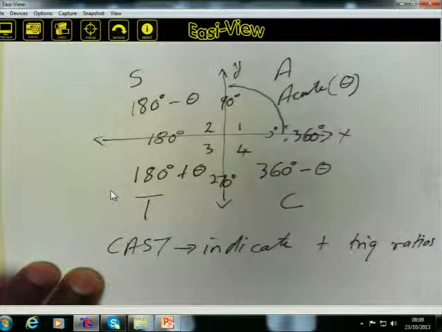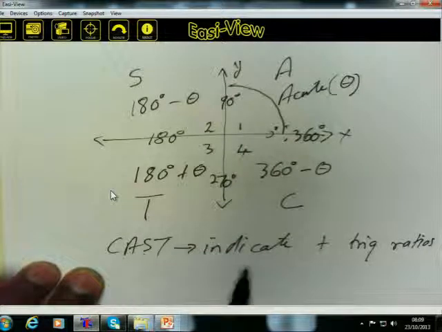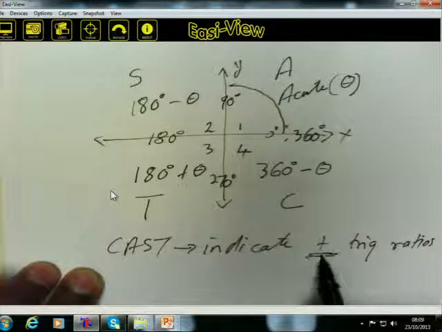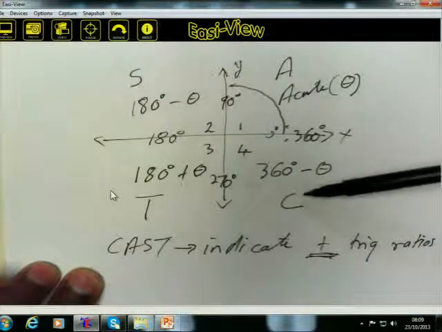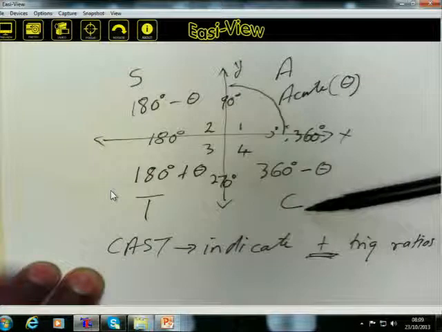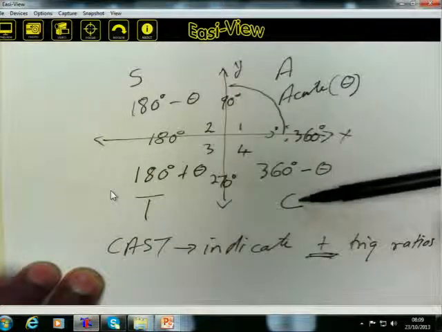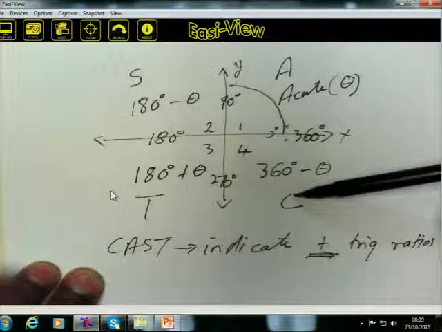What does that mean? As I said earlier, the CAST diagram indicates positive trig ratios, meaning that if we look at the fourth quadrant, we only have C, which represents cos. Only cos is positive. What about sine and tangent? It means in the fourth quadrant, sine and tangent are negative.